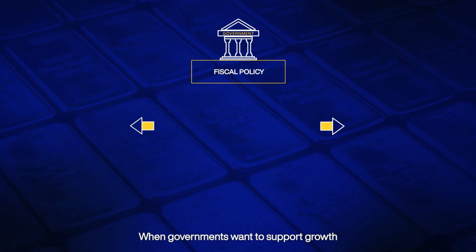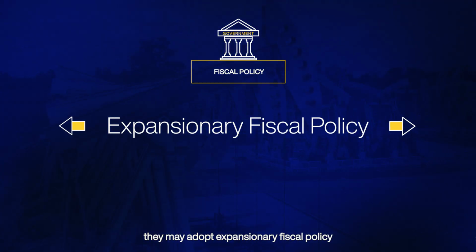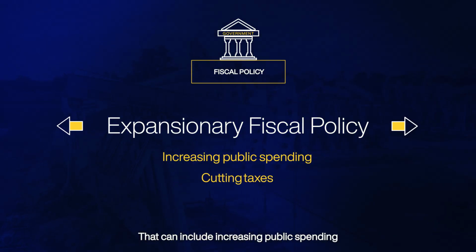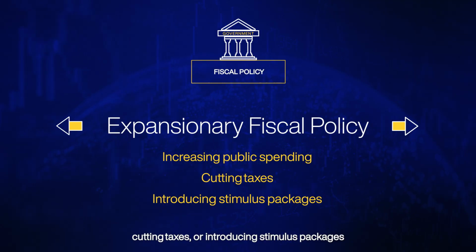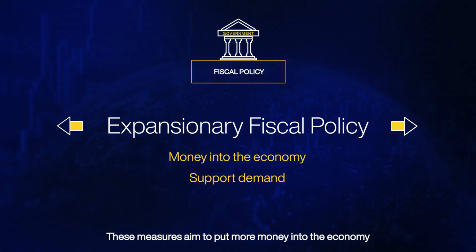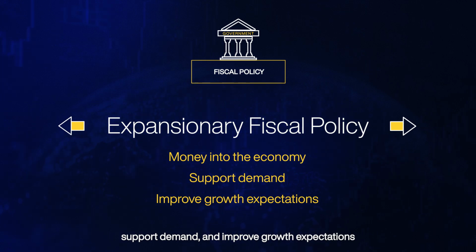When governments want to support growth, they may adopt expansionary fiscal policy. That can include increasing public spending, cutting taxes, or introducing stimulus packages. These measures aim to put more money into the economy, support demand, and improve growth expectations.